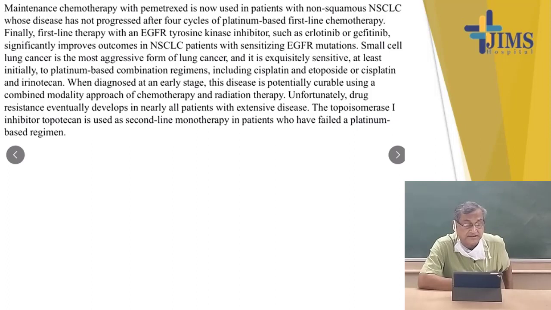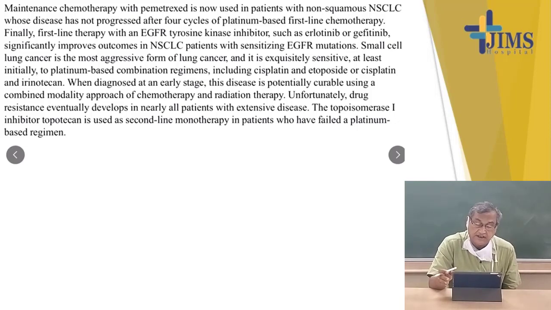Small cell lung cancer is the most aggressive form of lung cancer and it is exquisitely sensitive, at least initially, to platinum-based combination regimens including cisplatin and etoposide, or cisplatin and irinotecan. When diagnosed at an early stage, the disease is potentially curable using a combined modality approach of chemotherapy and radiation therapy. Unfortunately, drug resistance eventually develops in nearly all patients with extensive disease. The topoisomerase 1 inhibitor topotecan is used as second-line monotherapy in patients who have failed platinum-based therapy.